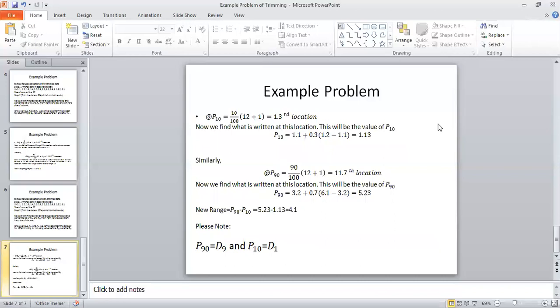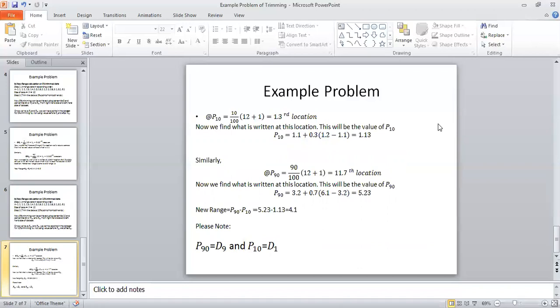As you can see, the calculations are similar to the previous one. And the P90 location is 11.7, which is well within the data set, and the value at P90 is 5.23. The difference between the two, which is 4.1, is the new range which is required. So that's how we calculate the trimmed ranges. Or you can also put it this way, that's how we basically trim the data set.